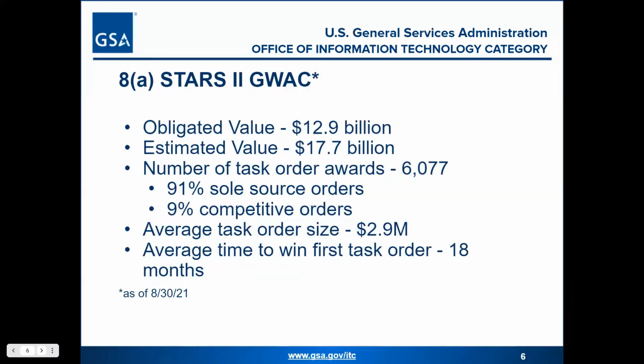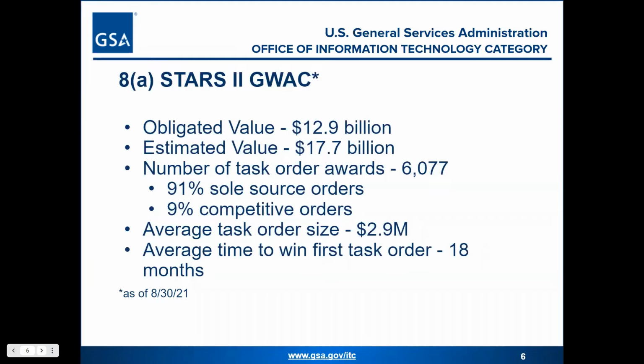There were 6,077 task orders issued on the 8A STARS 2 GWAC. And just a particular note here, about 91% of those were sole source or directed to one industry partner under that 8A sole source capability. What that means for you particularly is most of those task orders come about because of market research and outreach by the industry partner. So there's not really a repository of opportunities for sole source. It's really a relationship building between the industry partner and the customer.